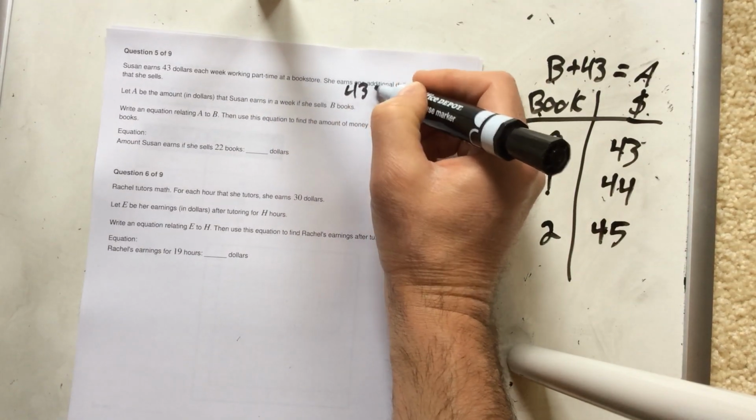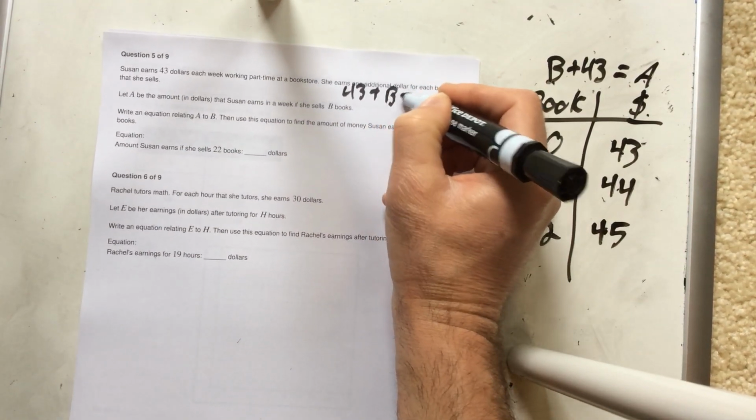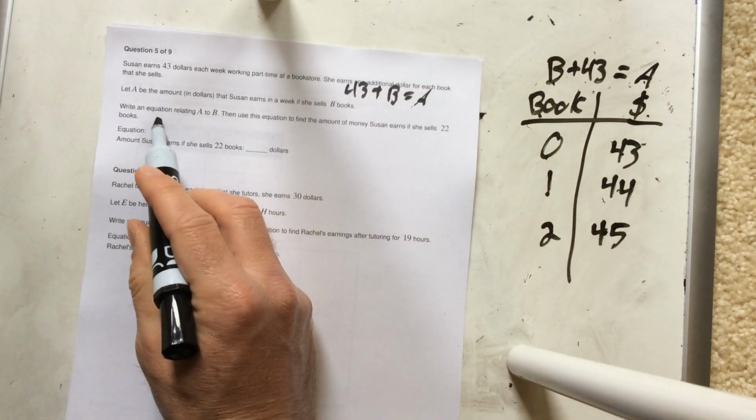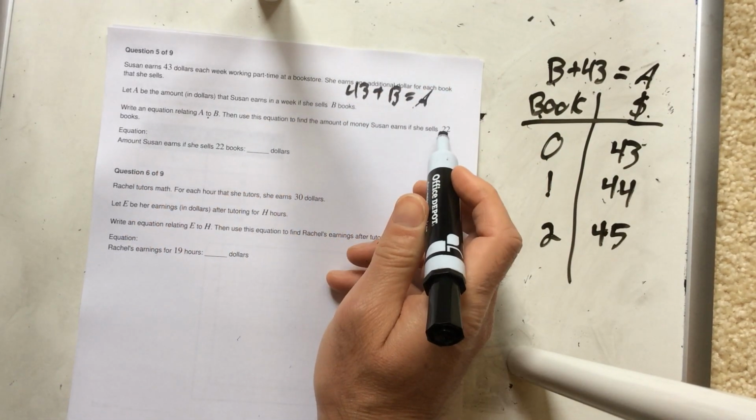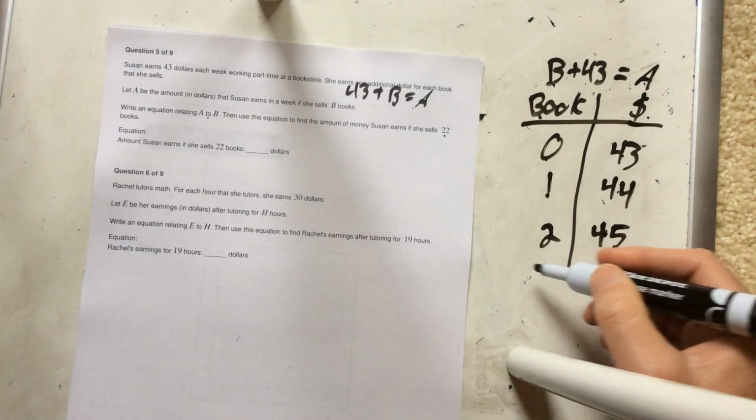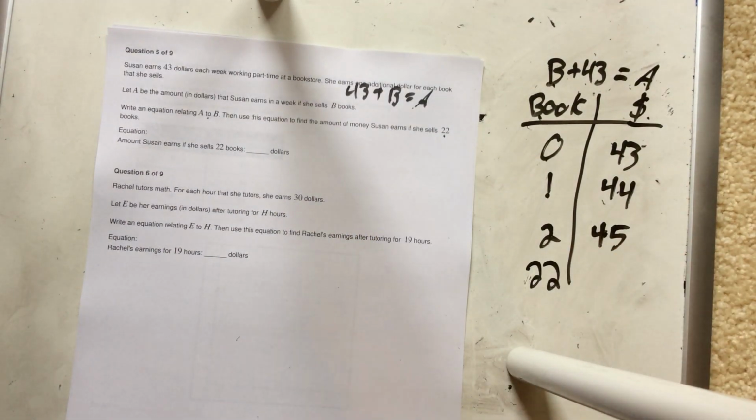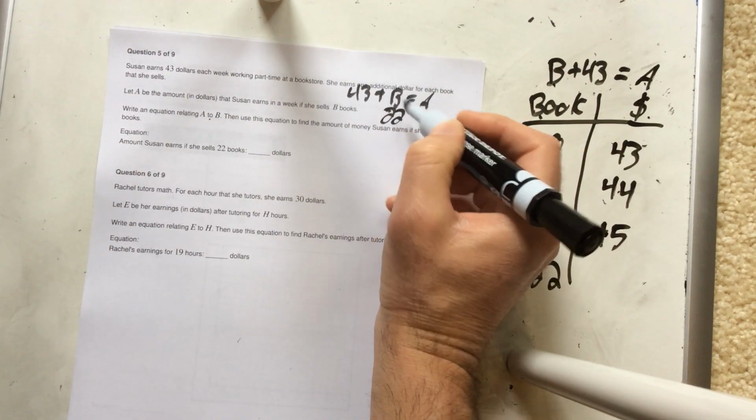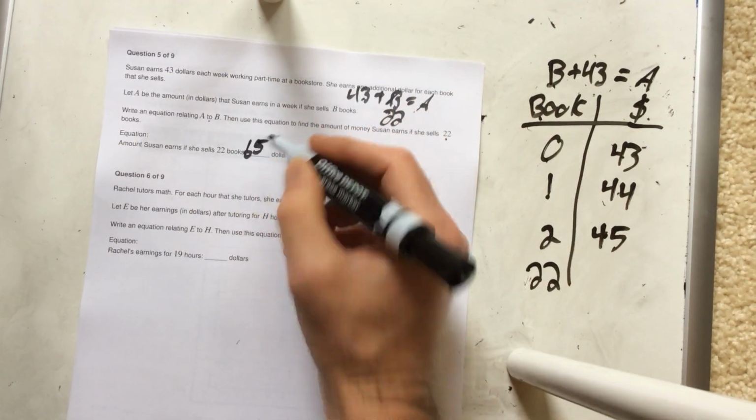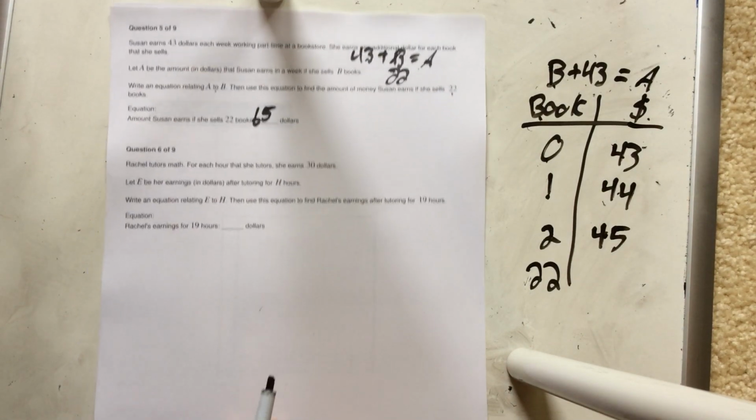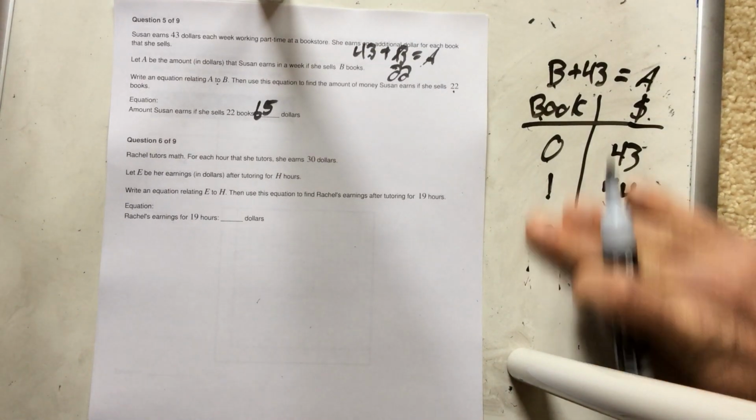Or 43 plus B, it doesn't matter the order, equals A. That's my equation relating A to B. Okay, so now we're going to figure out if she sells 22 books. I could go back to my t-chart over here, or I could just plug 22 in up here. 43 plus 22 gives me $65.